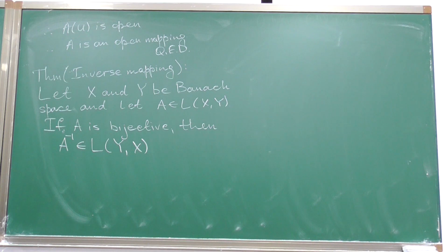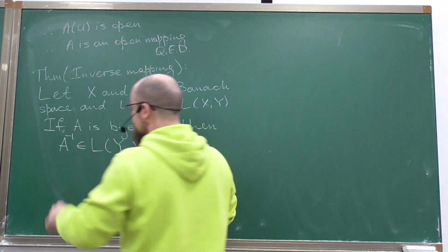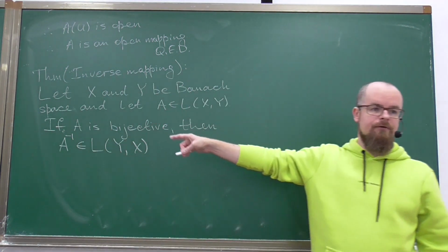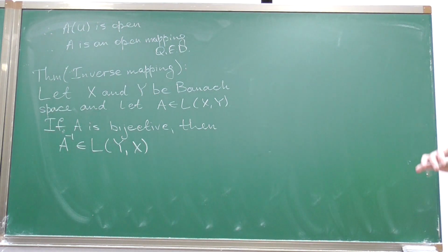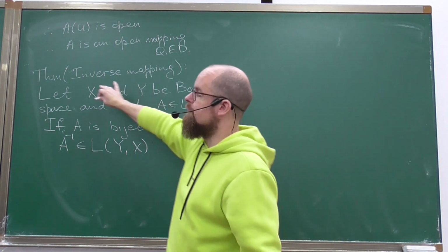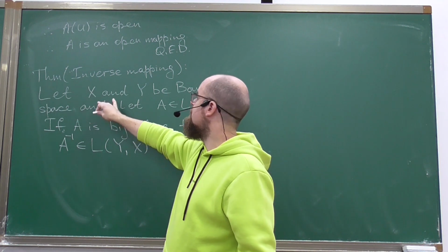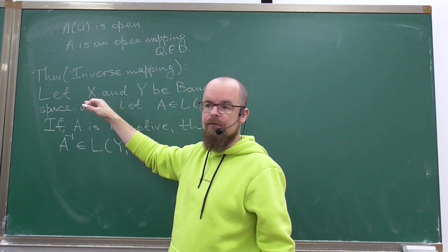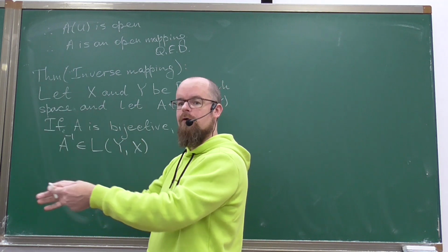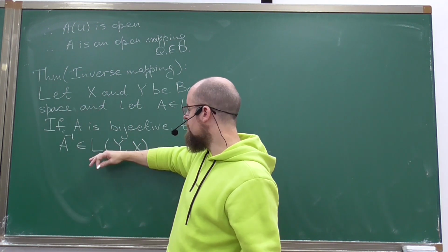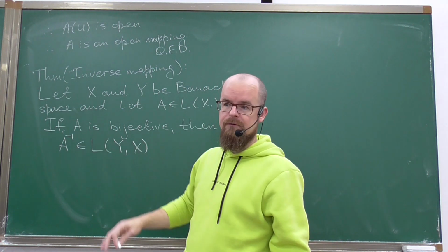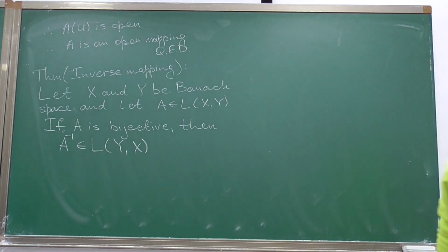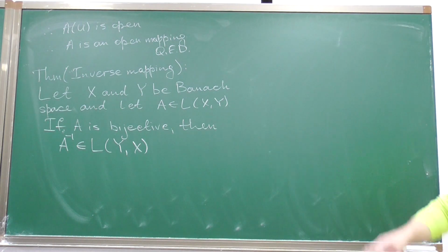So let me first note that the existence of this inverse operator follows directly from the bijection. So it's a one-to-one mapping. So for any point in Y, there is a unique point in X such that y equals A of x. So the inverse is always defined. So what we need to prove is that the inverse is a bounded operator. Linearity again follows directly from linearity of A.